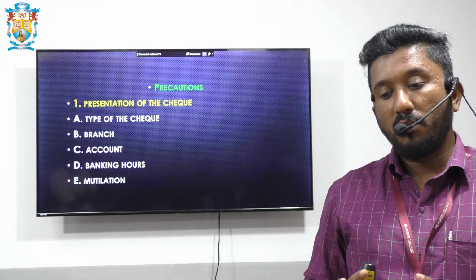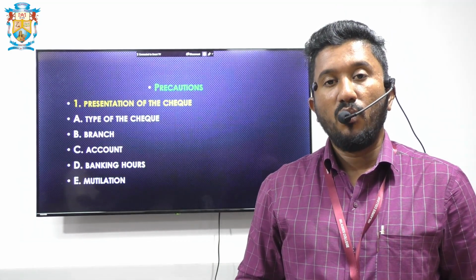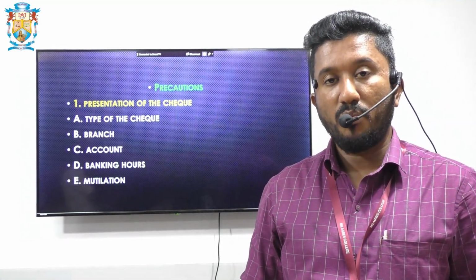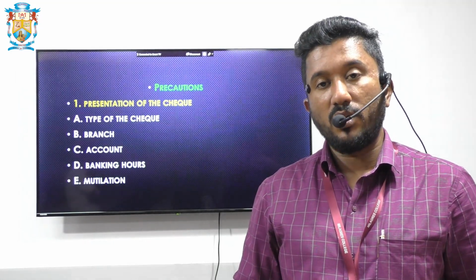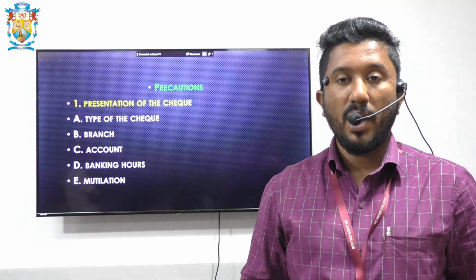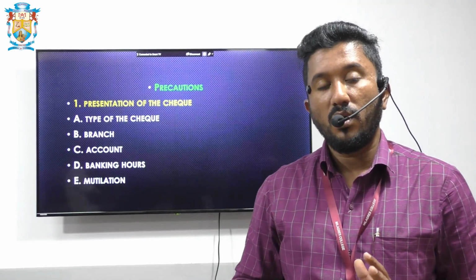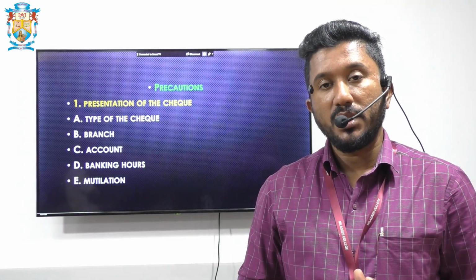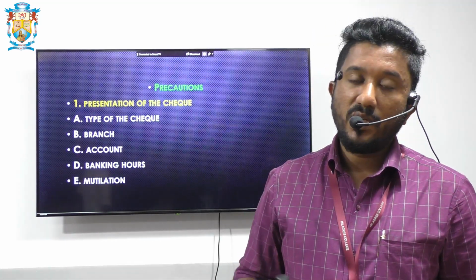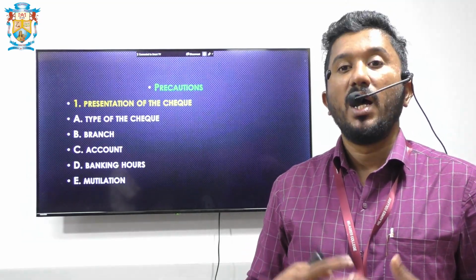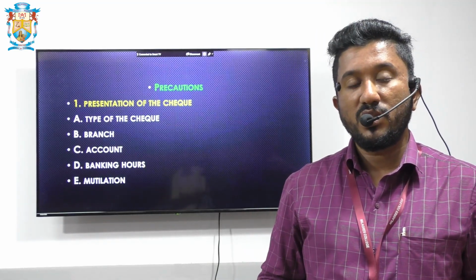Mutilation. A banker must check whether the check is torn, whether the check is folded, whether the check is not written properly, or whether the check is overwritten. These things are to be checked by the banker. Only if the check is proper, there is no tear and no overwriting on the check, and the signature is there, everything is proper, then only they have to pay. Otherwise, they have to dishonor it immediately and inform the customer about the mutilation, providing a good service to the customers.